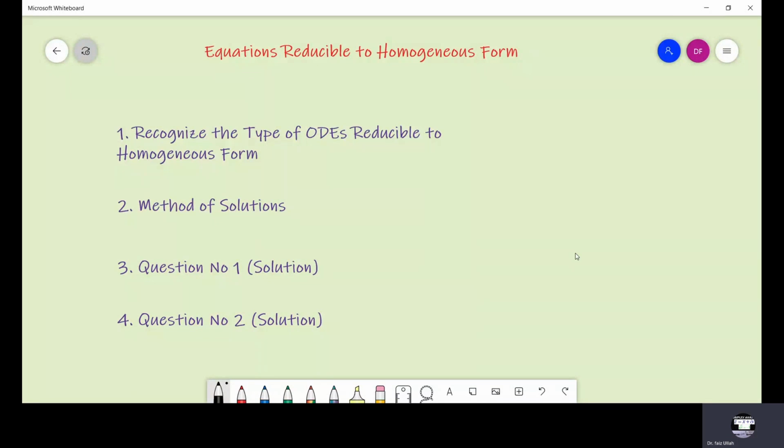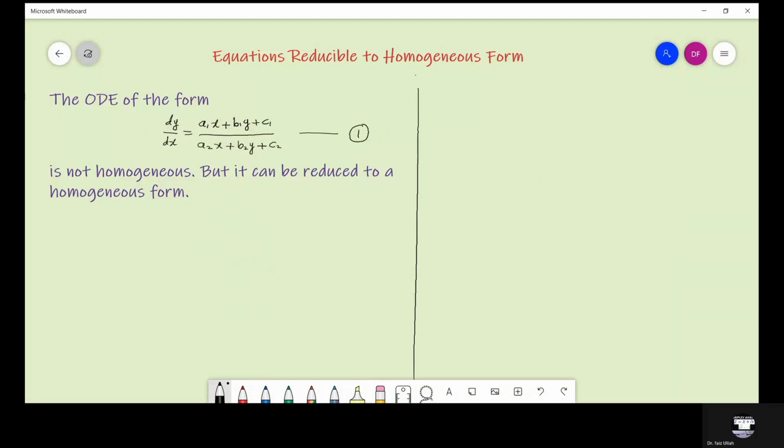Let us learn the type of ordinary differential equations which are not homogeneous, but they can be reduced to homogeneous form. Equations reducible to homogeneous form.